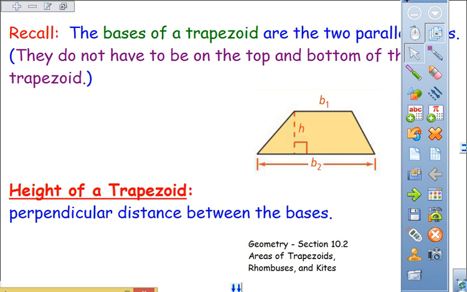Geometry, Lesson 10.2, Areas of Trapezoids, Rhombuses, and Kites. Recall, the bases of a trapezoid are the two parallel sides. They do not have to be on the top and the bottom, but they must be parallel. The height of a trapezoid is the perpendicular distance between the two bases.